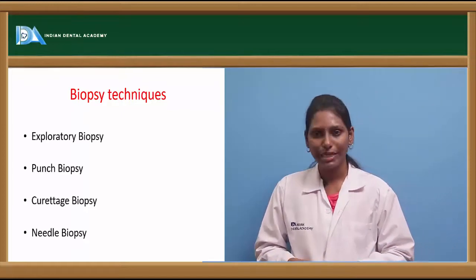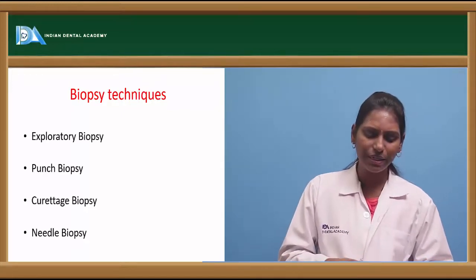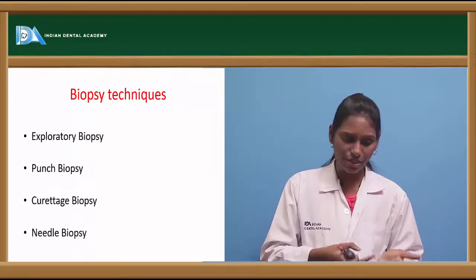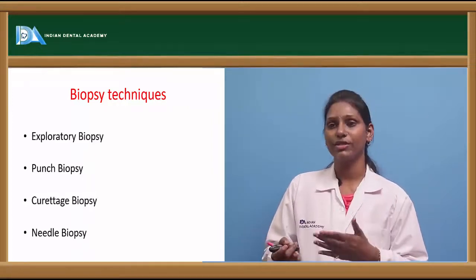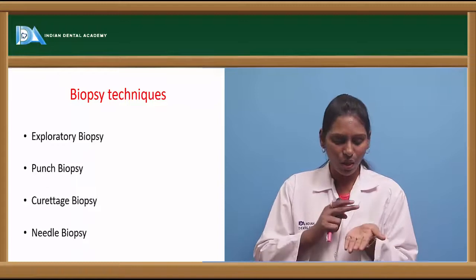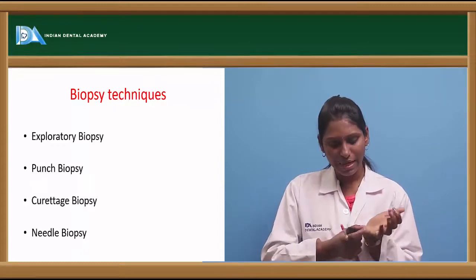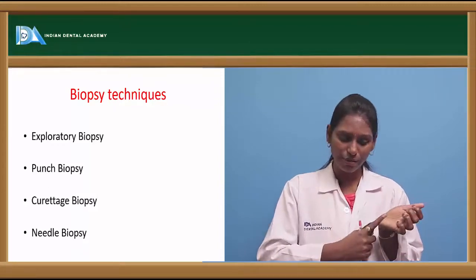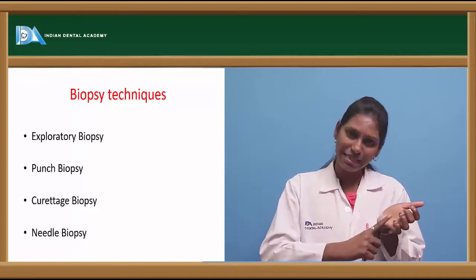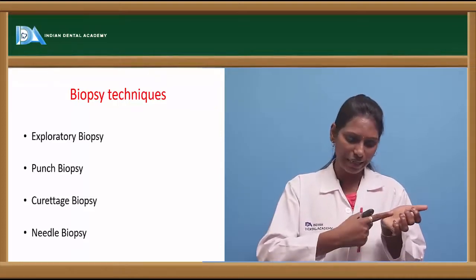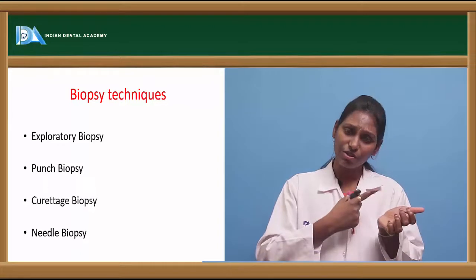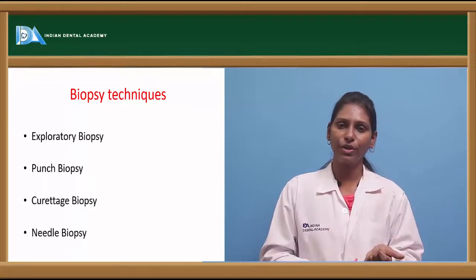And next is curettage biopsy. Curettage biopsy is usually done in case of intraosseous lesions and also in case of friable cellular lesions. In this curettage biopsy, we take only a small amount of the surface of the lesion. For example, we have a lesion here. In this curettage biopsy, what we do is we actually scrape, or curette, and the surface of the lesion is usually scraped off.